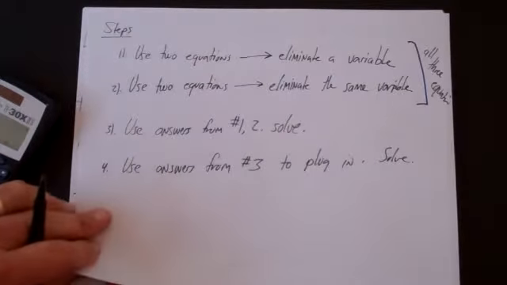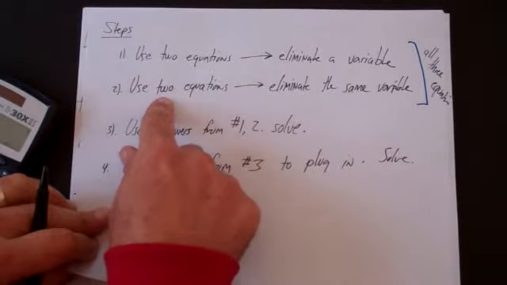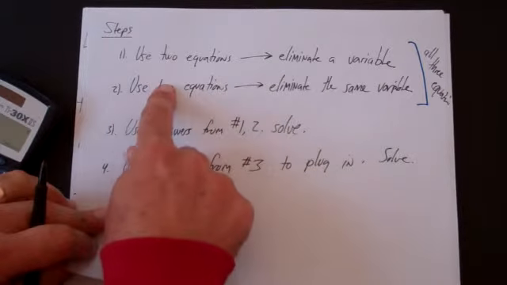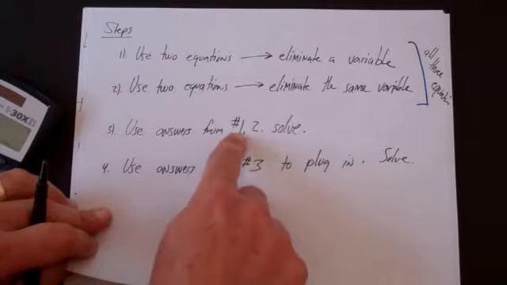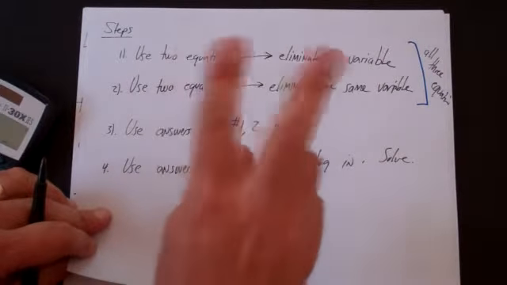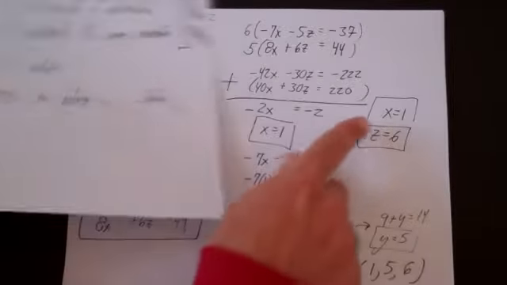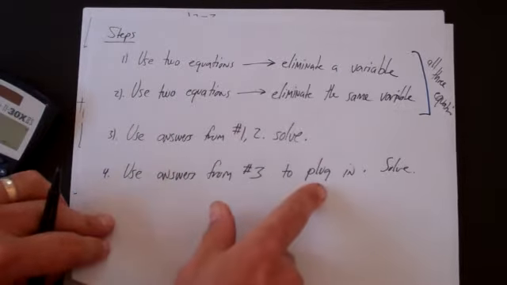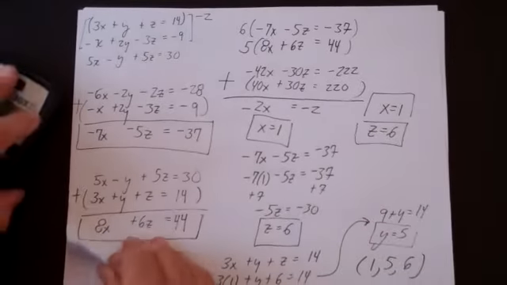And here are your steps. Use two equations, eliminate a variable. Use two other equations, eliminate a variable. In the first two steps, you have to make sure that you use all three equations. Take your answers from 1 and 2, and you end up with a system of linear equations with two variables. That's what we ended up with here. Then simply solve, and you get two different answers. In this case, I got an answer for x and z. Then you take that and plug it into any one of the original equations and solve. Then you write your answers x, y, and z.